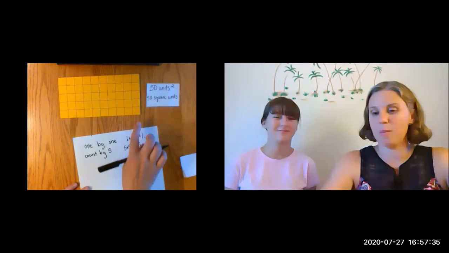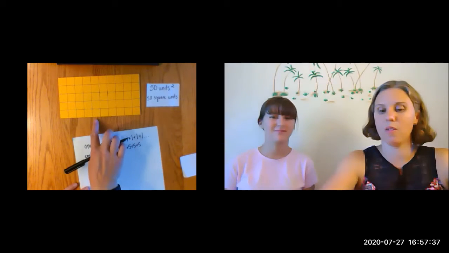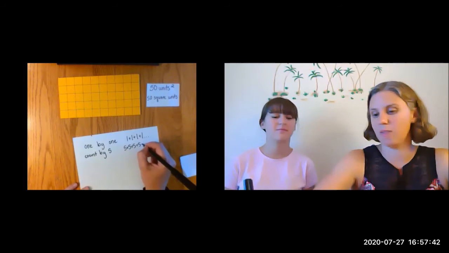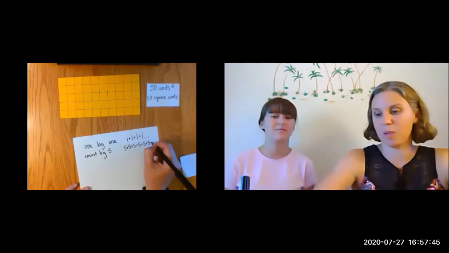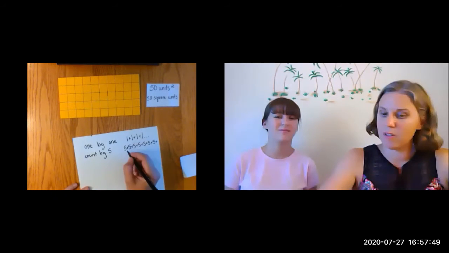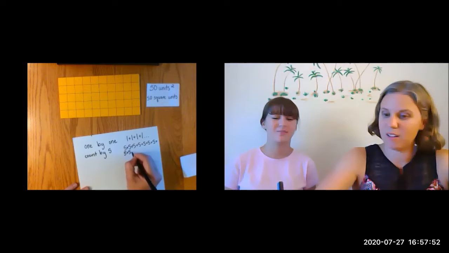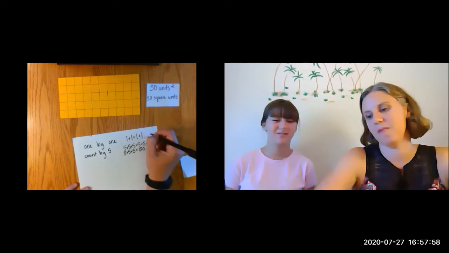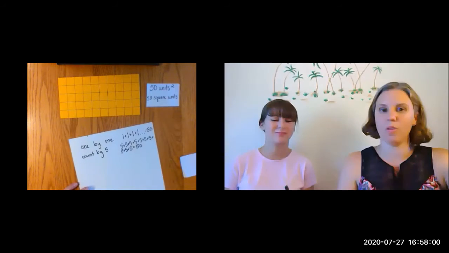How many 5s did we have? 1, 2, 3, 4, 5, 6, 7, 8, 9, 10 5s. 5 plus 5 plus 5 plus 5 plus 5 plus 5 plus 5 plus... Whew, so she added 5 ten times and that gave her 50. Okay, cool. So there was one way.